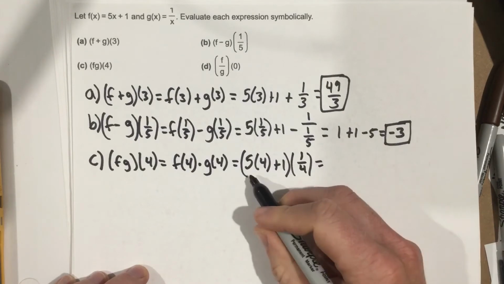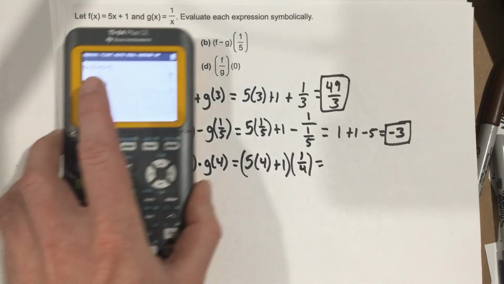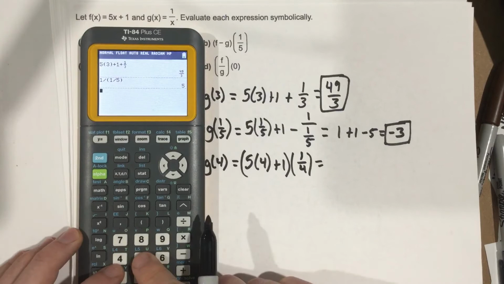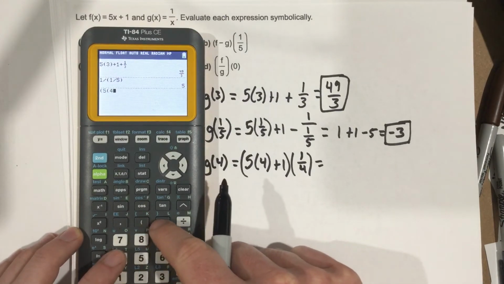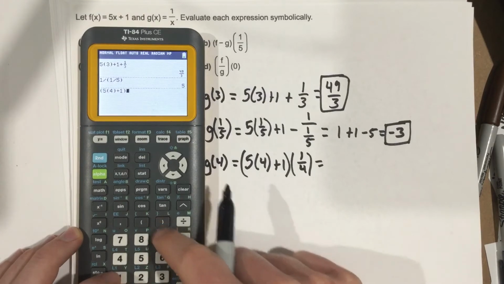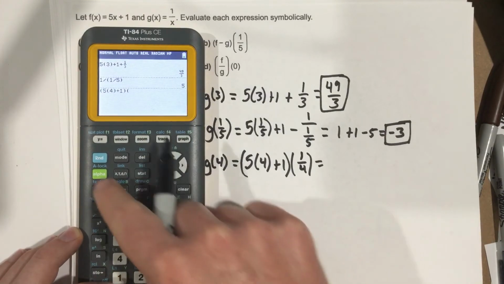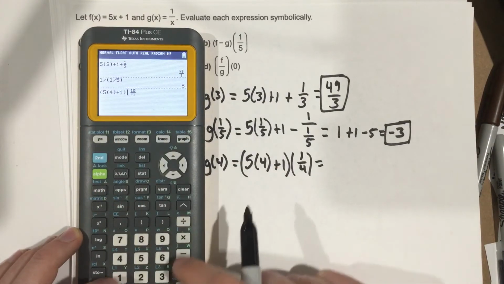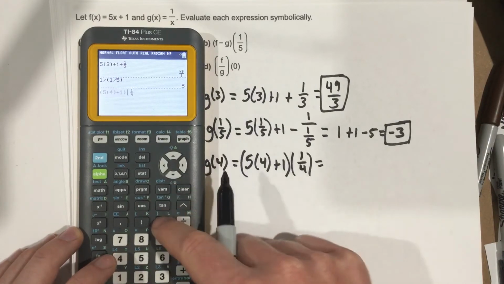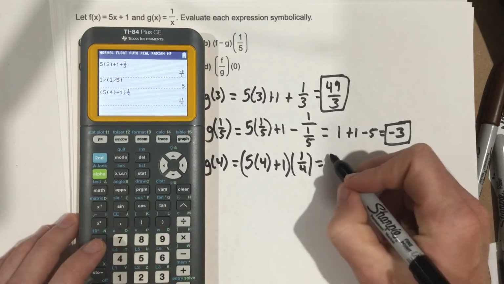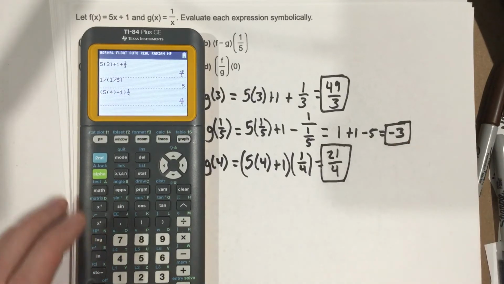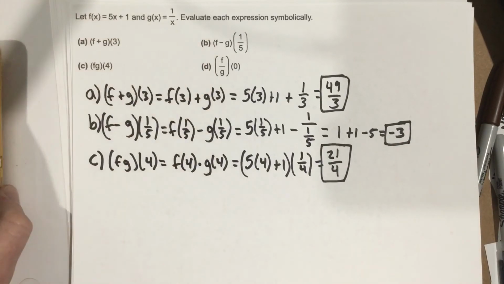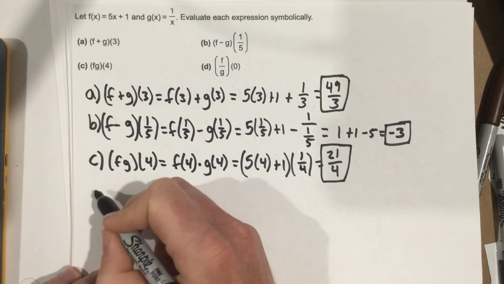So that's going to equal, and we could plug this one in the calculator, it'd be pretty easy. Let's do parenthesis 5, parenthesis 4, plus 1, times a 4th. We'll put the fraction in there, make it look nice and fancy. Enter. We get 21 over 4 for the solution for that part, part C.